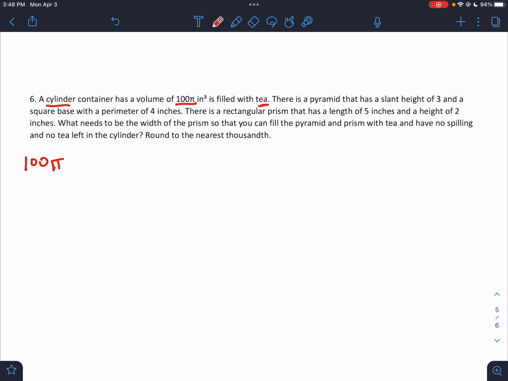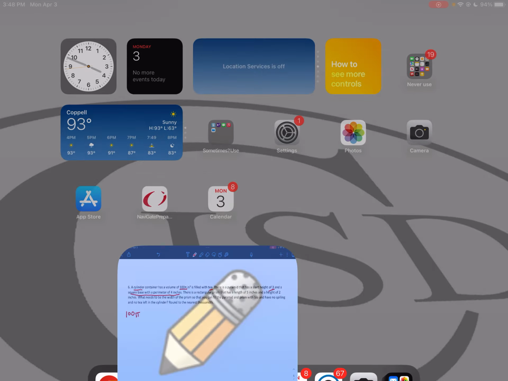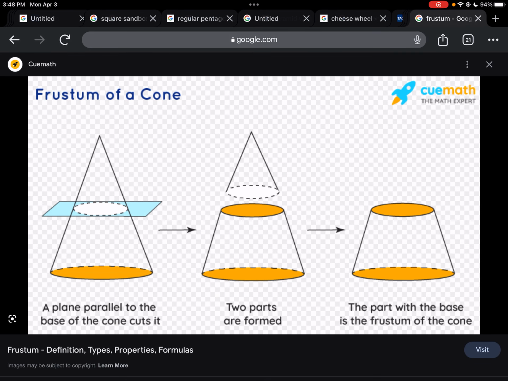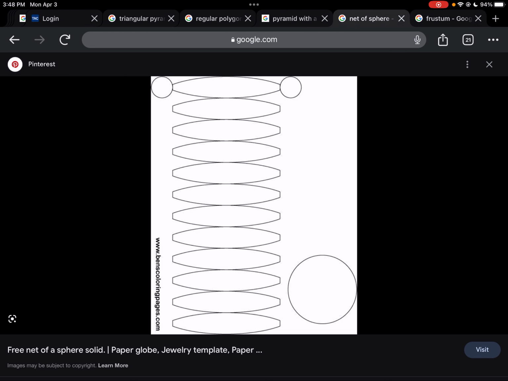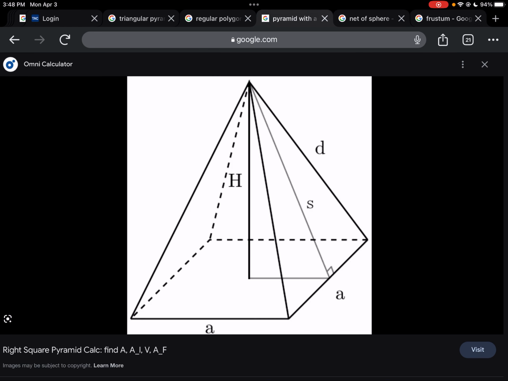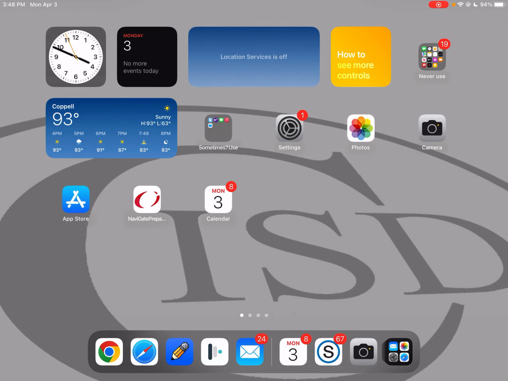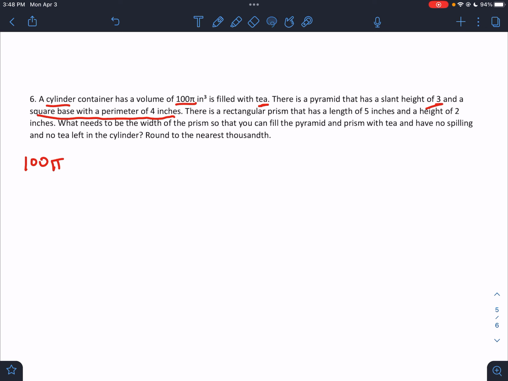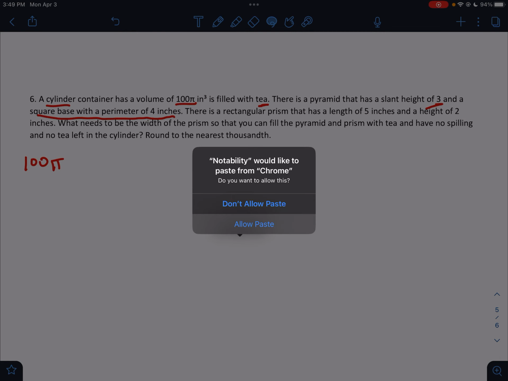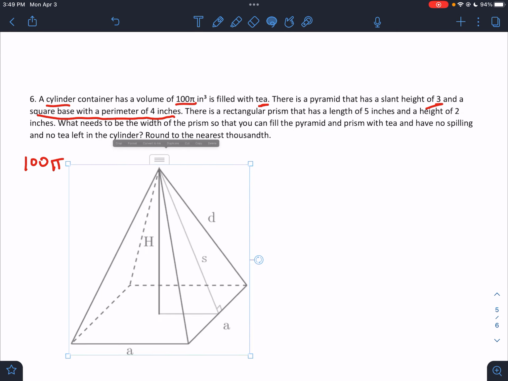Okay, there's a pyramid that has a slant height of 3 and a square base with a perimeter of 4. Sometimes if you don't have a picture, you can go Google one, which I did earlier. There's a good example of a pyramid. But on a test or quiz, you can't do this. So you do need to be able to visualize this. You won't always have the picture. You need to be able to understand what's going on.